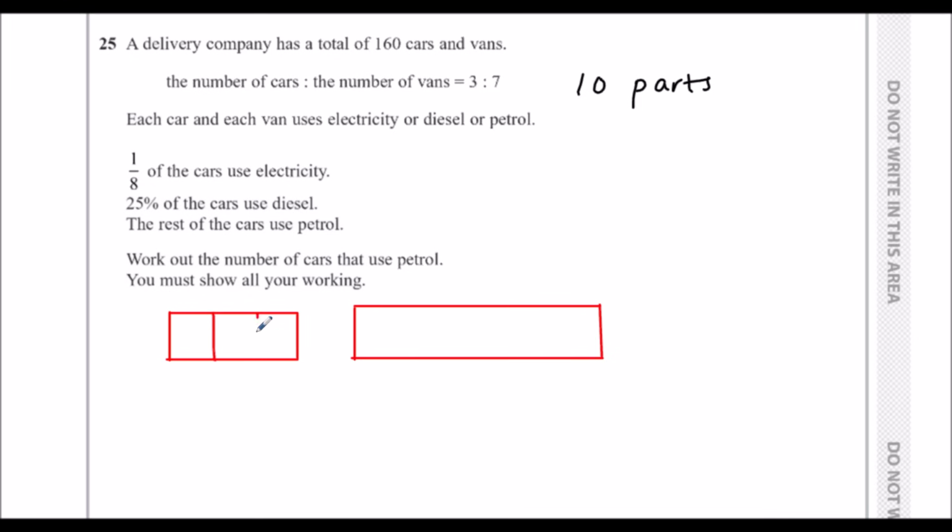So 3 boxes for cars. 1, 2, 3, 4, 5, 6, 7 boxes for vans. So we've got 10 boxes in total. We need to share 160 between them. They all need the same number in. So 160 divided by 10 is 16. So each of the 10 boxes is worth 16.